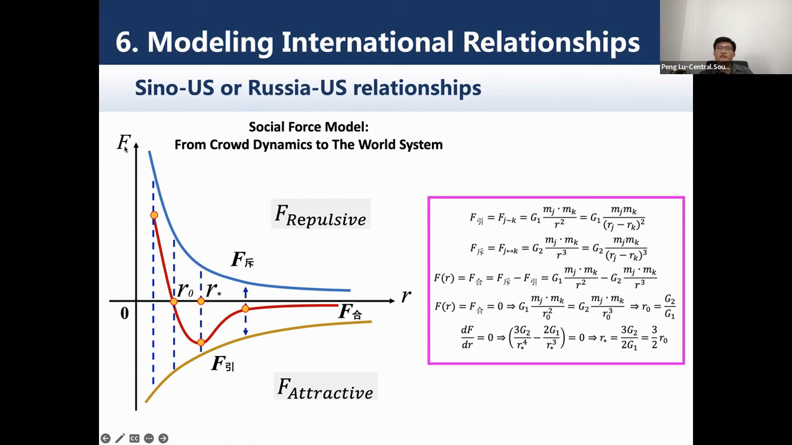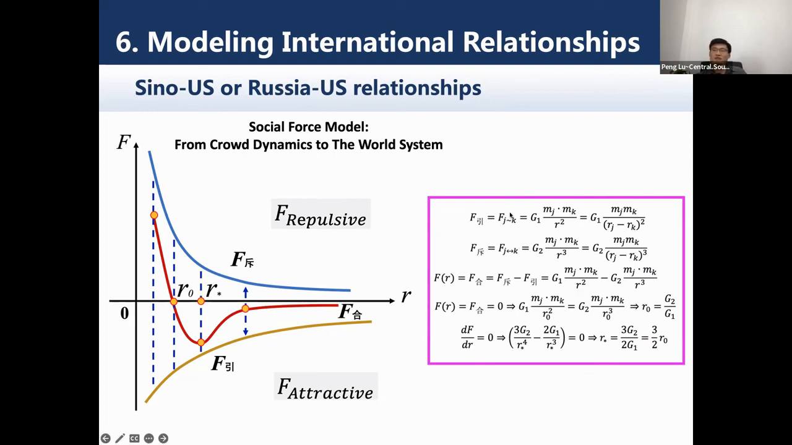For this model, we use two forces. The first one is a repulsive force, and the second one is an attractive force. If the global ranks of two countries are very close, the repulsive force will be obvious. If the two global ranks are very far from each other, the attractive force will be very obvious. Following this idea, we can model the relationships for each pair of countries in the world.